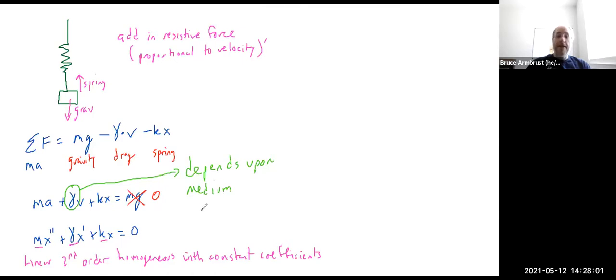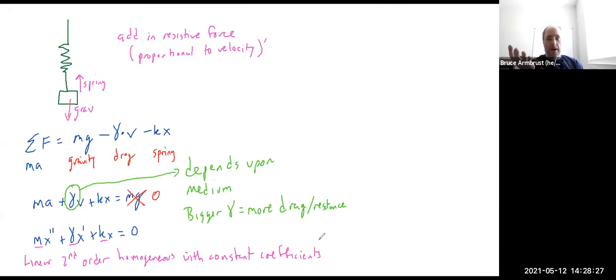And basically the way to think about this is bigger gamma equals more drag/resistance. Okay, so if we've got a bigger gamma, that just means there's going to be more drag and more resistance.